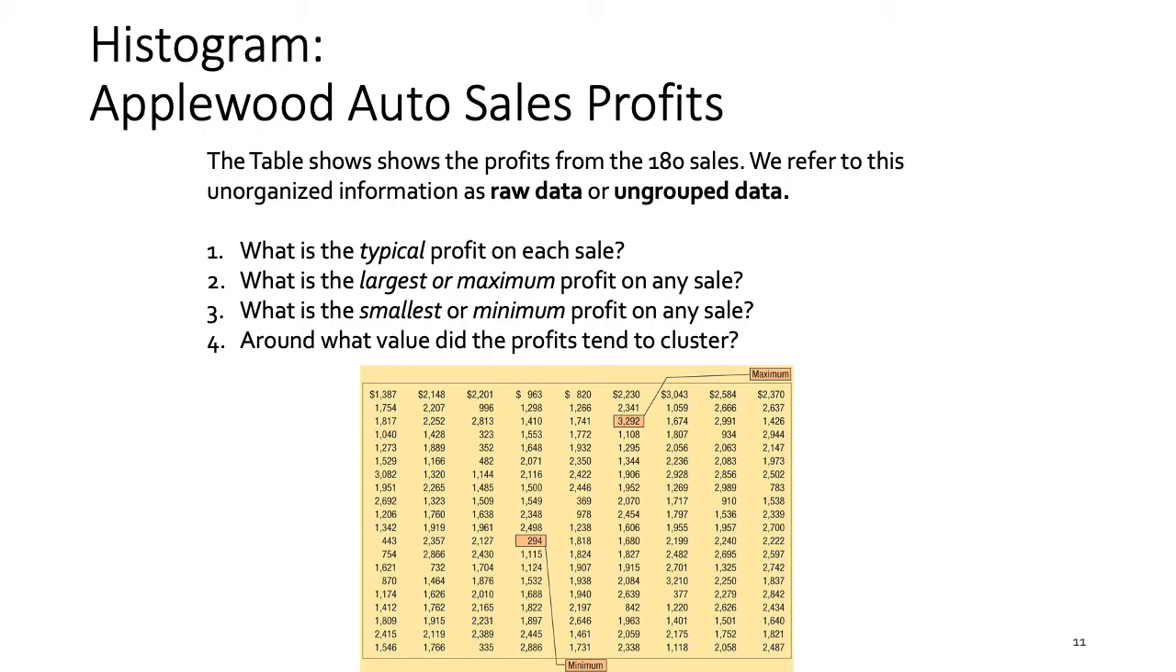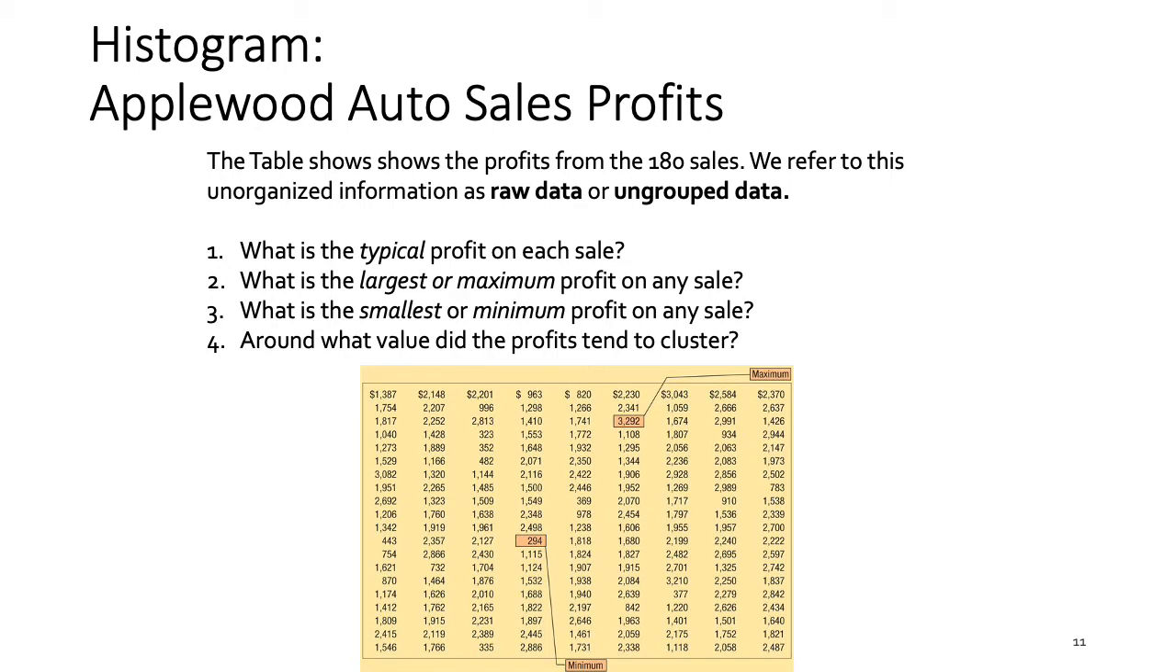So let's look at an example. We're going to look at a specific example from what's called Applewood Auto Sales. This is just a randomized data set to help us understand how to create a histogram. What you're looking at, this jumble of numbers, is your raw data.